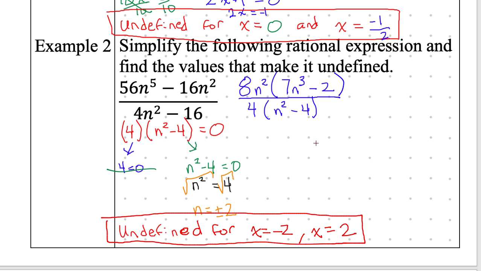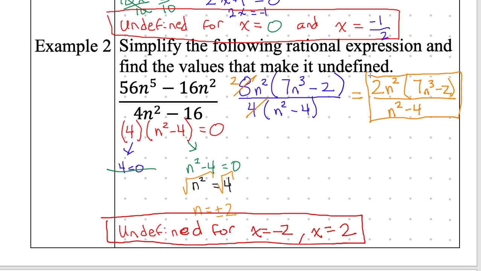Who can do step 3 for me? Fiona, thank you. That's a 2, and that's all I can do. Cool. And you just rewrite it, right? Yeah. 2n squared times 7n to the power of 3 minus 2, all this divided by n squared minus 4. That is our final answer. Box that one as well.